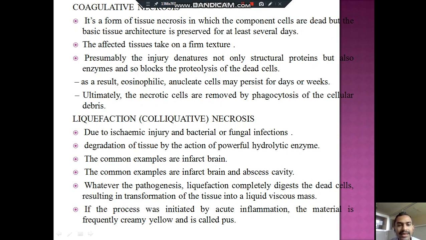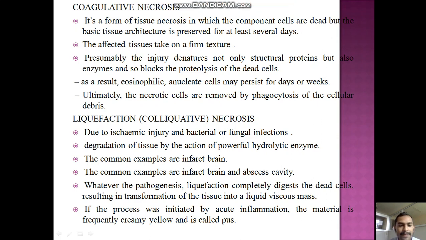Presumably the injury denatures not only structural proteins but also enzymes, and so blocks the proteolysis of the dead cells. So in coagulative necrosis, the main thing is that it blocks the proteolysis of the dead cells. As a result, eosinophilic enucleate cells may persist for days or weeks. Ultimately, the necrotic cells are removed by phagocytosis of the cellular debris. So this is the small introduction of coagulative necrosis.